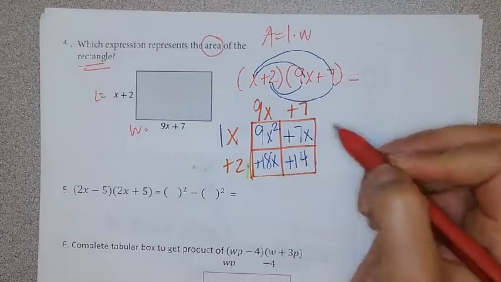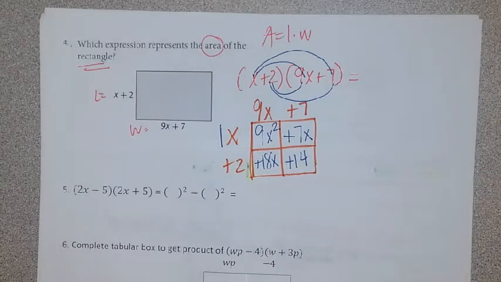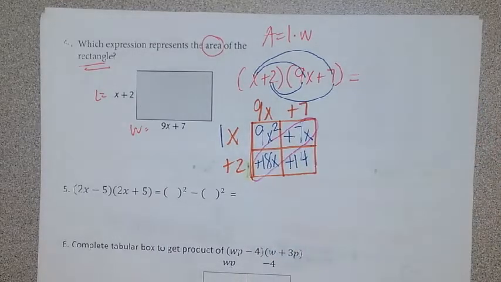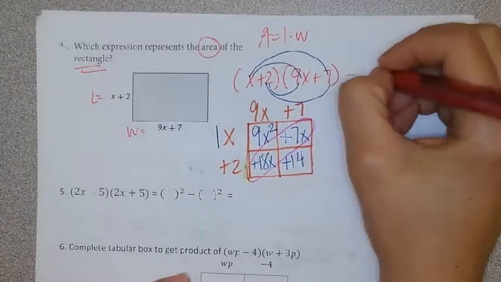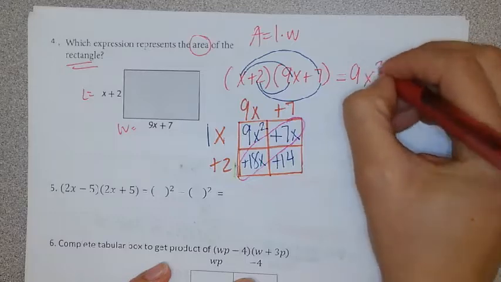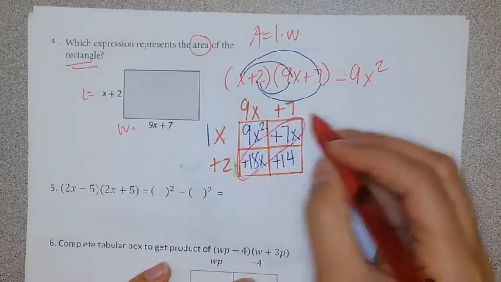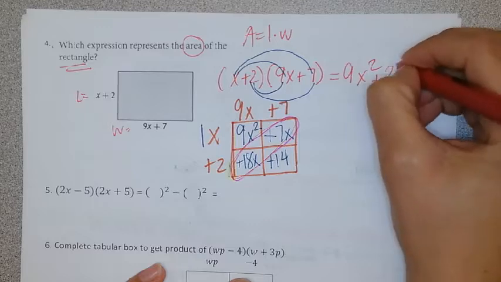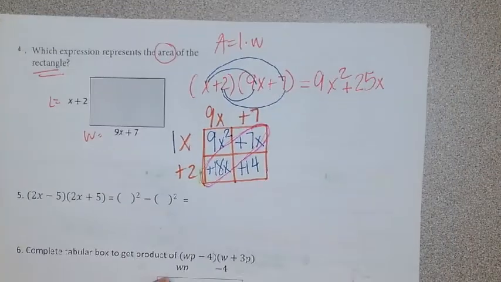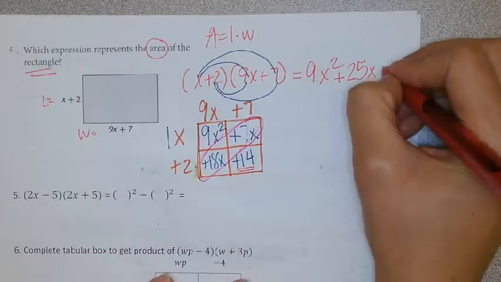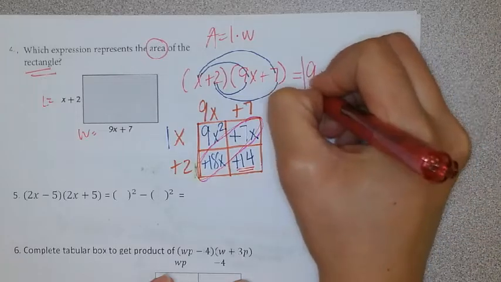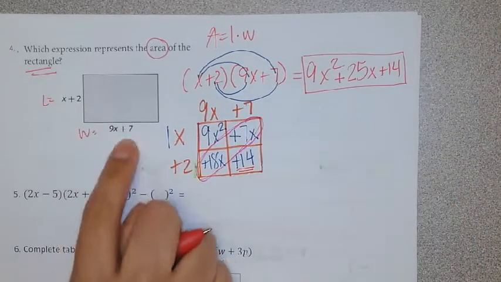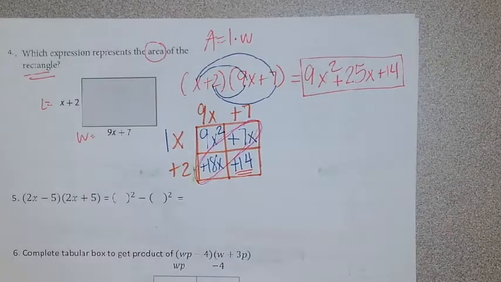This is the product. Okay, I'm going to go one step further because I noticed that these two are like terms, the linear terms, and I'll just combine them. So I'll have 9x squared, this one right here. These together come up to 25x, and then the constant, which is 14. So that would be the area. Since they didn't give us any units, I don't know what units they are, so I'll just leave it like that.